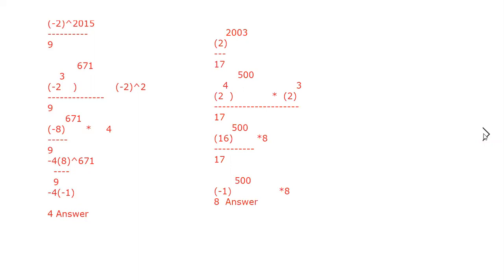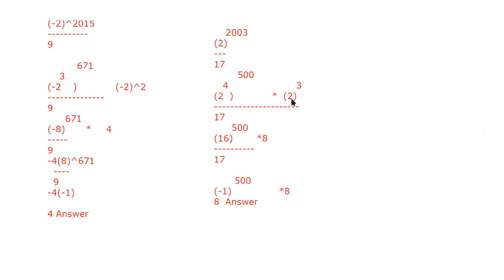2 raised to power 2003 divided by 17. See, we are dividing by 17 now. I will try to make it 16. So I can write 2 raised to power 4, it will become 16, I know. So 2003 divided by 4: 4 5s are 20, 0, 0, and 3 is left.